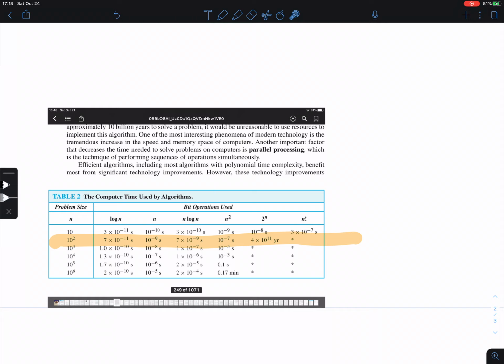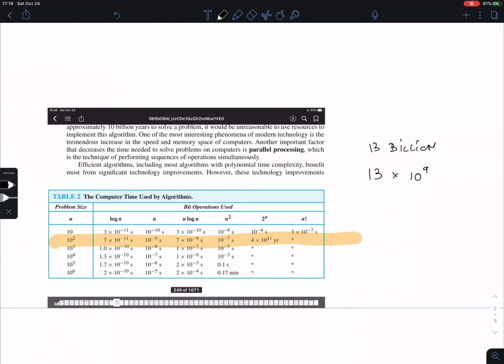How old is the universe? Let me Google that for you. The age of the universe is currently about 13 billion years old. So we are talking 13 times a billion, which is 10 to the 9th. So we are talking here about 100 times longer than the universe has existed. And that is only size 100.